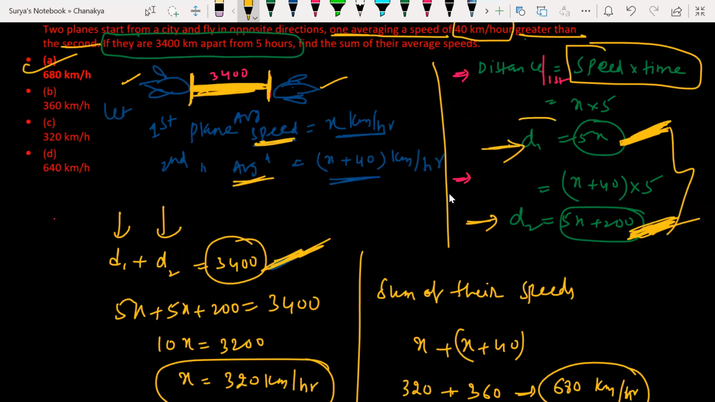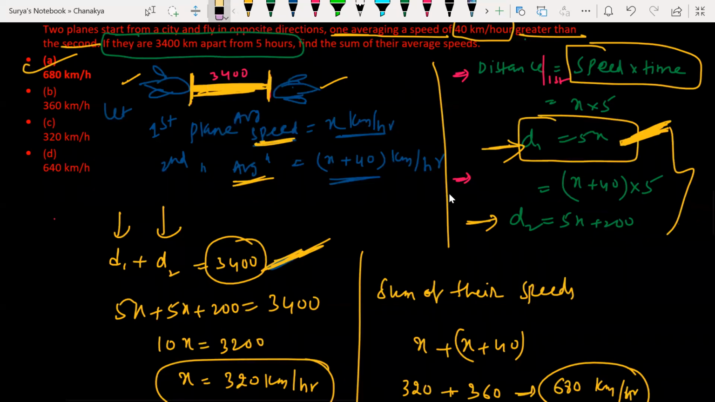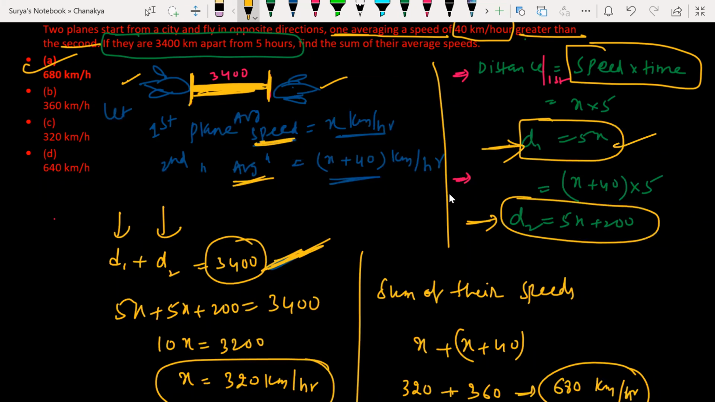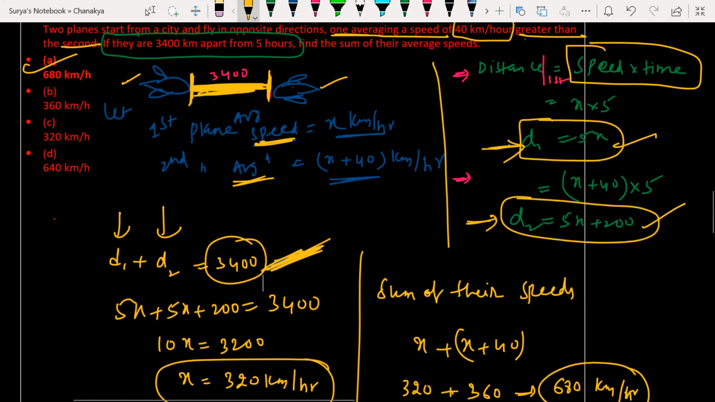Distance 1 is half. So distance 1 is how much? 5x. Distance 2 is what? 5x plus 200. It means the distance of the first plane and the distance of the second plane combined is 3,400. Clear? If I add these two distances, I can cover this much. So from that, I'll be getting the x value.